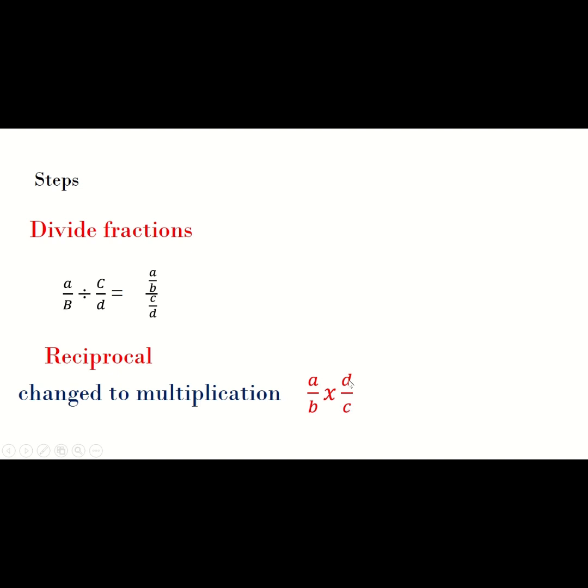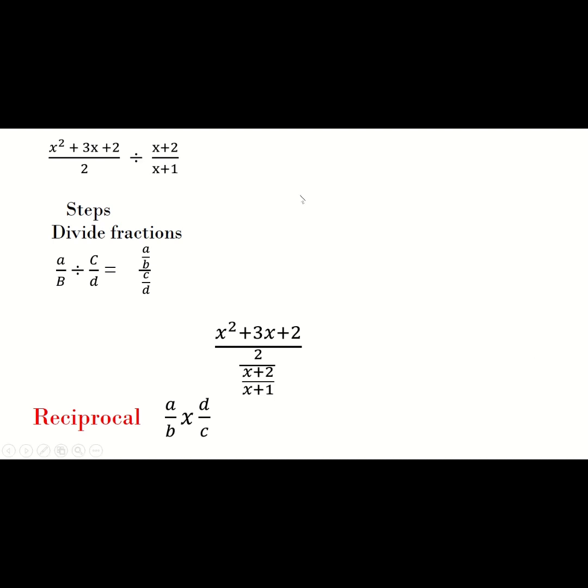So the d became on the top, and c became on the bottom, and the left side is still the same. So let's take a look. If you can see right here, we have (x squared plus 3x plus 2) divided by 2, and the whole thing divided by (x plus 2) divided by (x plus 1). So we are in the division of fractions actually. If you put that one on the top here, our problem is going to look this way.